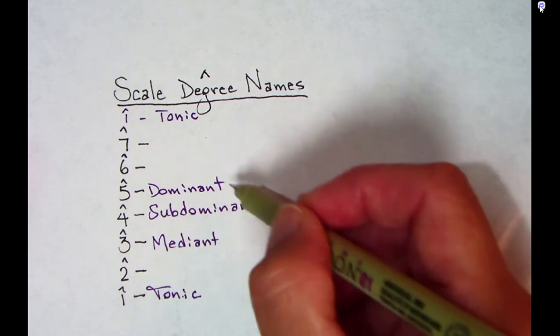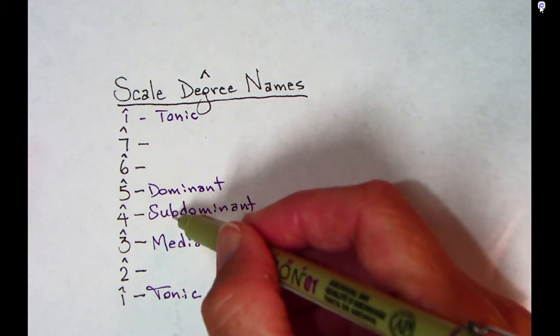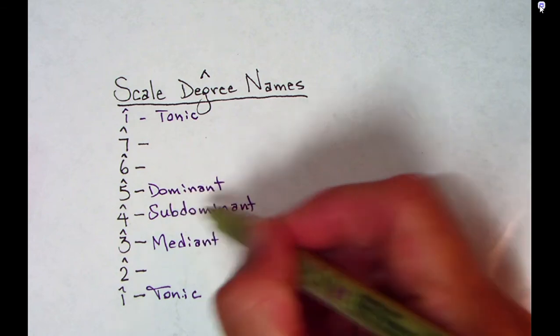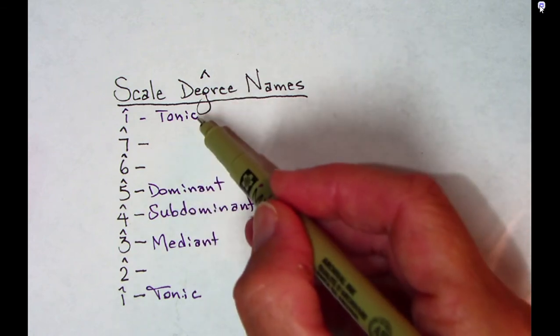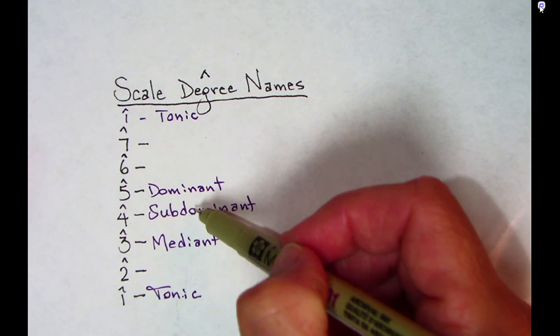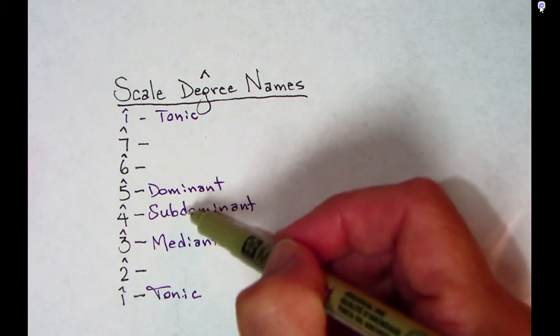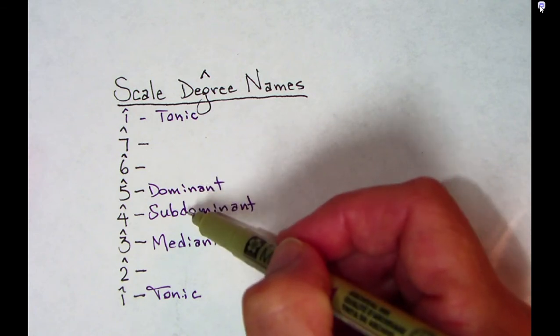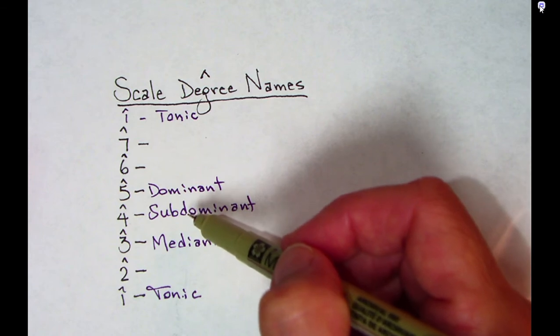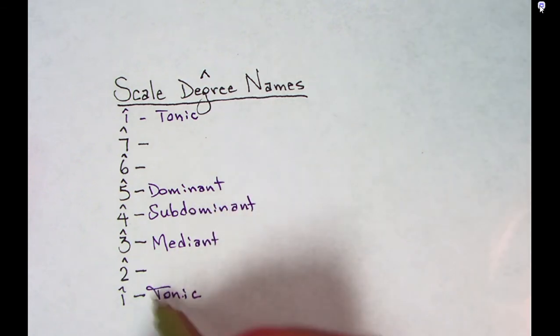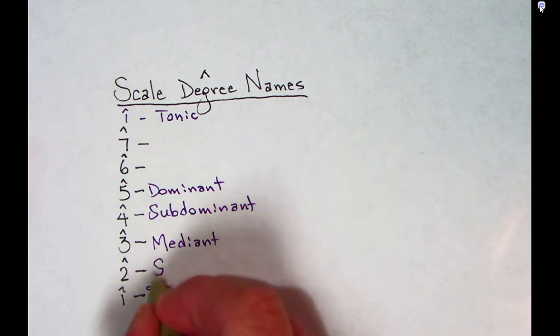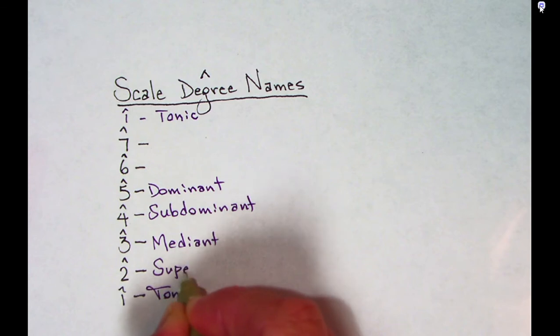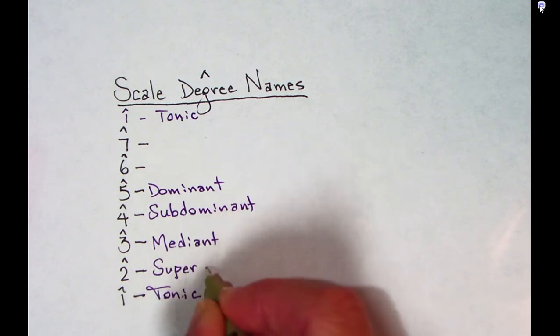And some people remember it's the note right below the dominant. That's not how it gets its name. It gets its name from being a 5th below the tonic. But it's easy to remember because it is right under that dominant. Okay, now the 2 is supertonic because it is right above the tonic. So we call that the super, meaning above tonic.